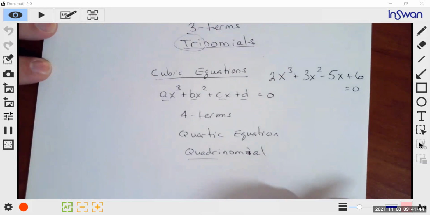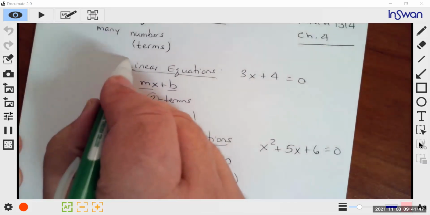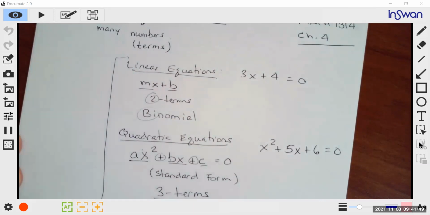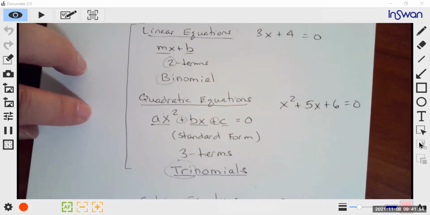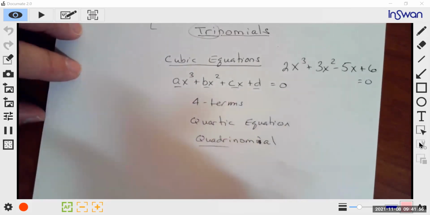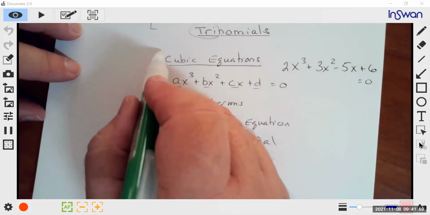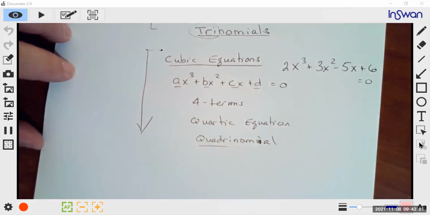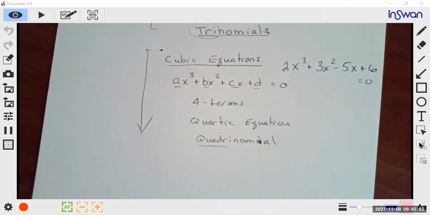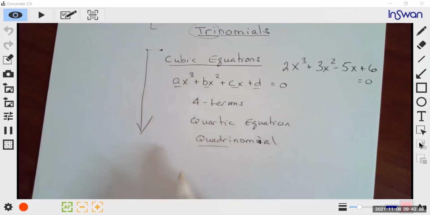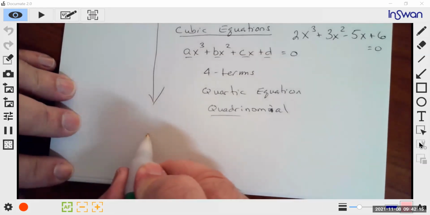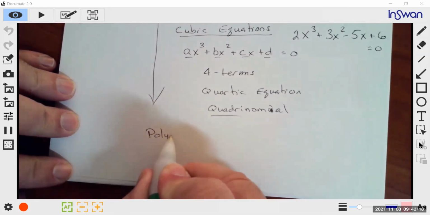Chapters 1, 2, and 3 dealt with quadratic and linear equations. Chapter 4 deals with everything else. We're going to solve equations that have much higher orders, degrees. These are what are called polynomials.